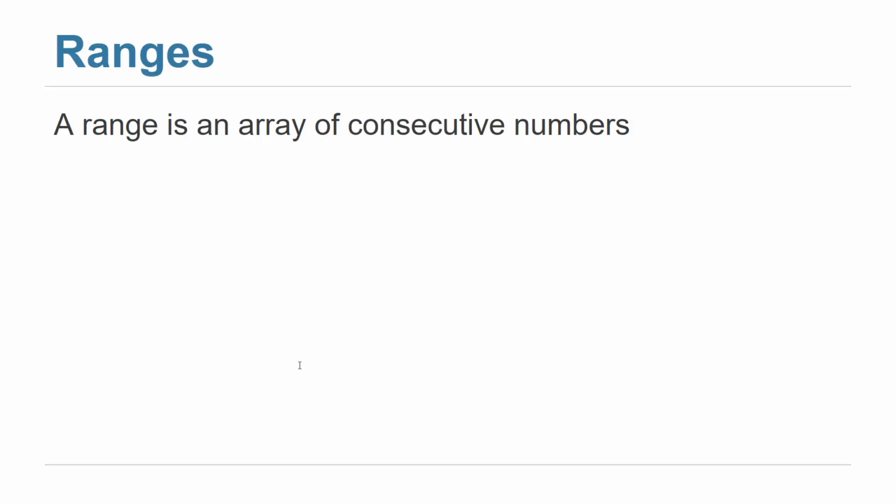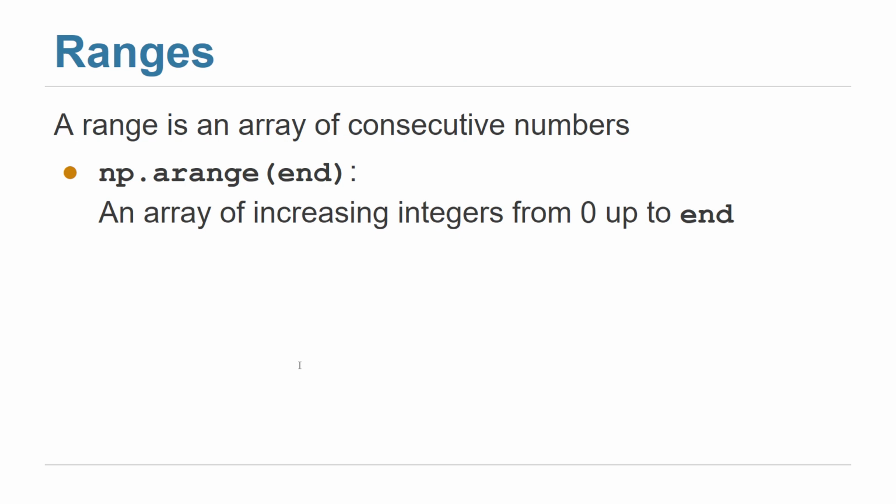Okay, now we'll talk about what we call ranges. So a range is an array of consecutive numbers. Okay, so 1, 2, 3, 4, or 2, 4, 6, 8, 10, and so on. So these are examples of ranges. So I can create a range in different ways using the NumPy arange function. Okay, so one form of it is to give it just one number, and that will generate an array of integers from 0 up to the given number, but excluding it.